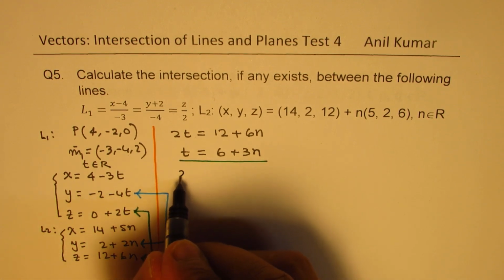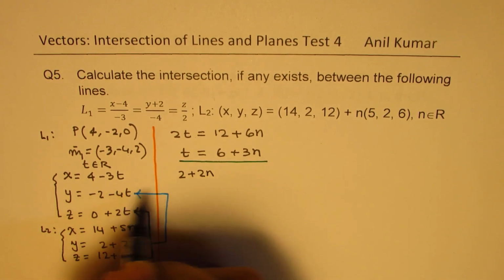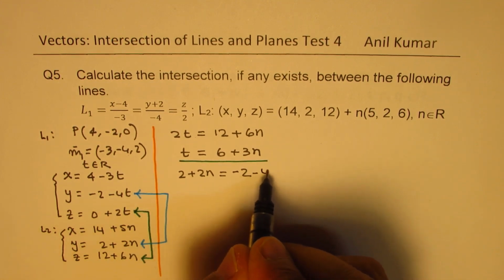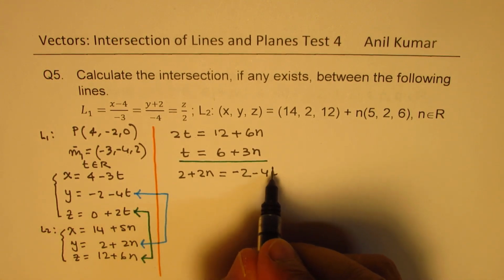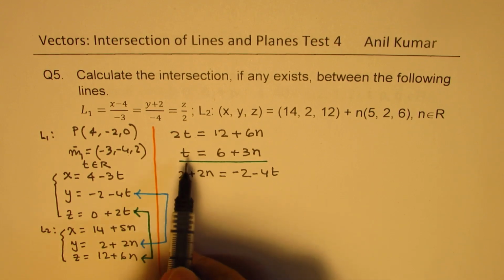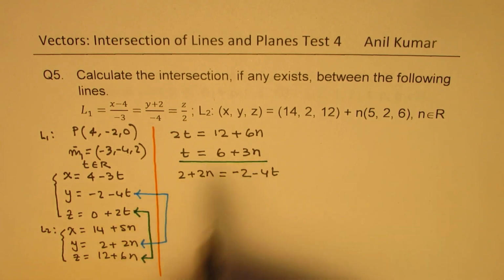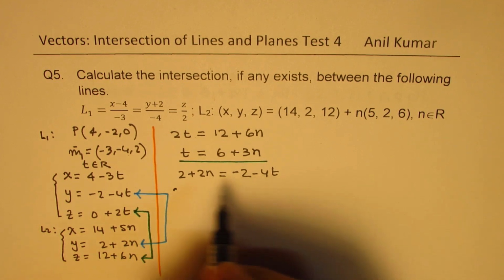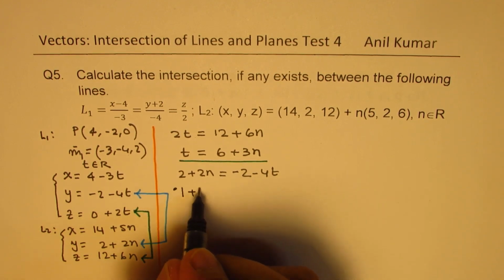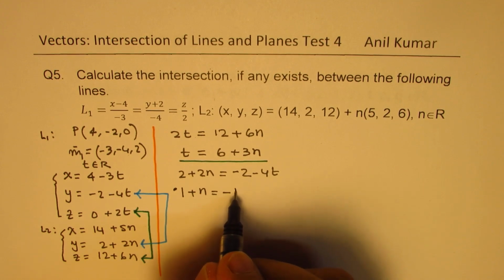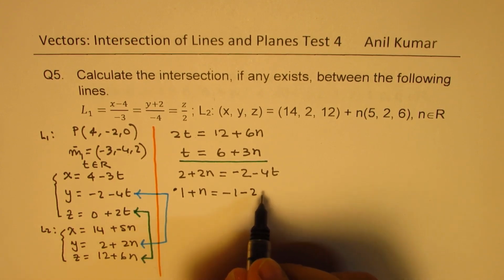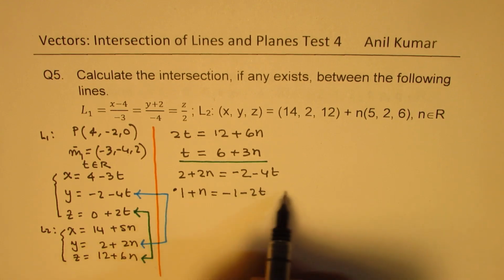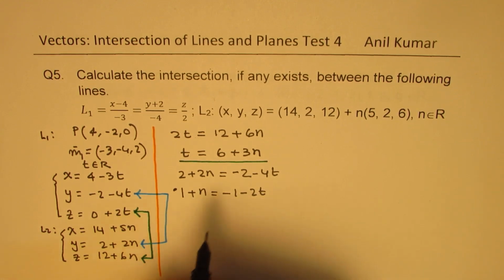So we have 2 plus 2n equals minus 2 minus 4 times t, right? So we are equating these two equations. Now t can be substituted as 6 plus 3n. We can actually divide by 2 also. So we can write this as 1 plus n equals minus 1 minus 2t, right? Now we'll substitute.